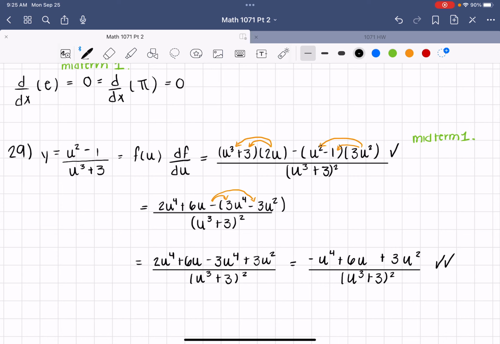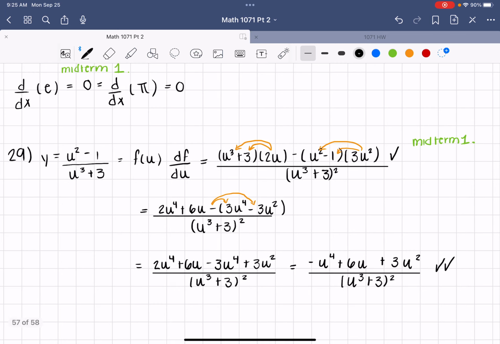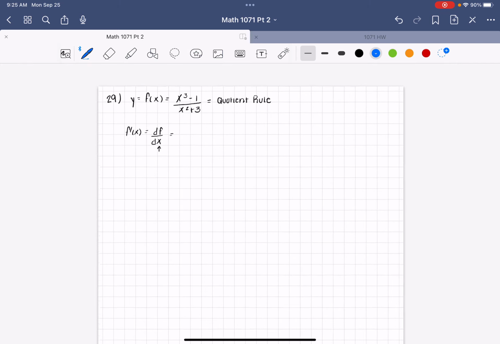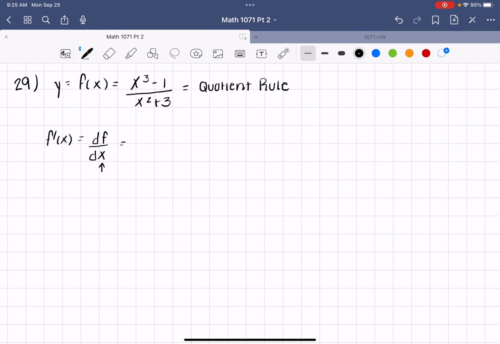I'm sorry, I miscopied this problem. So I believe this work is correct, but it's the wrong problem, because number 29 has the cube there and the square there. Sorry about that. I miscopied it. So I'm glad I'm doing it again. Yes, thank you. So the cube was in the numerator, the square is in the denominator. Okay, now it's right.